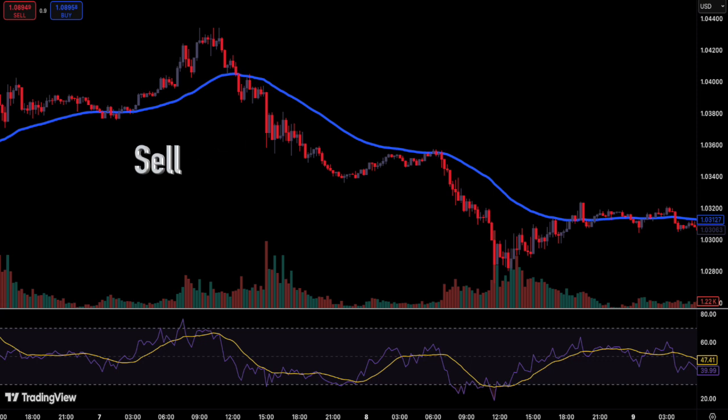So, there you have it, a simple yet effective strategy that combines the moving average, relative strength index, and volume indicators to identify high-quality trades. Remember, the key is to follow the trend, use the relative strength index to spot potential reversals, and confirm the move with volume. As with any strategy, practice is key, so make sure to test this setup on a demo account before using real money. And don't forget, always manage your risk properly.